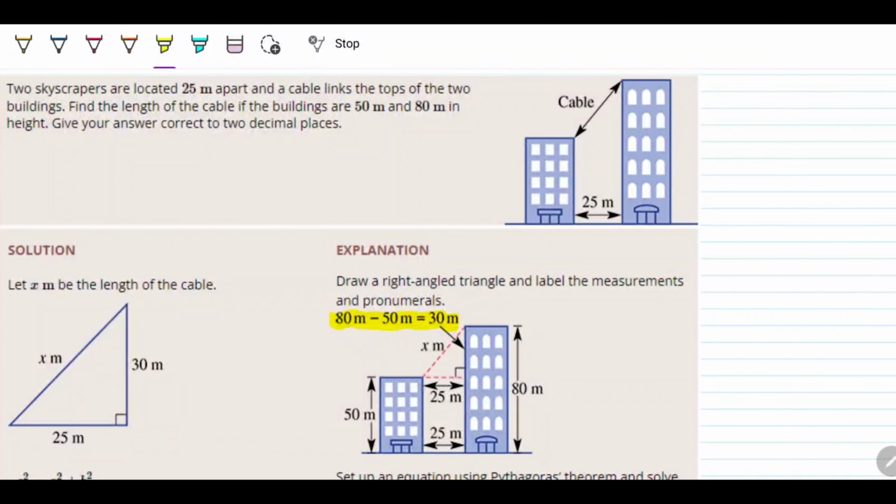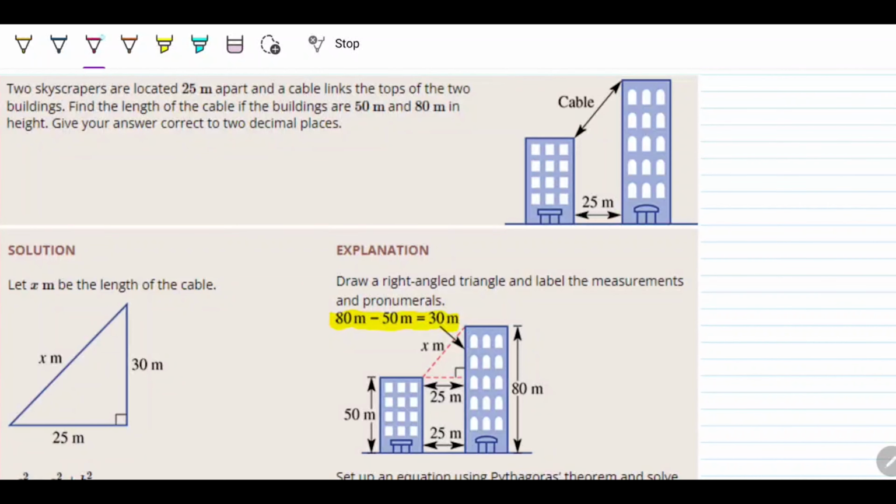The distance between the bottom of each building is going to be 25 meters, which makes up this bottom section of the triangle. And the length of the cable, we're going to label that as X. Now you'll notice that we've actually made a right-angled triangle here. So side lengths of X, 25 and 30.